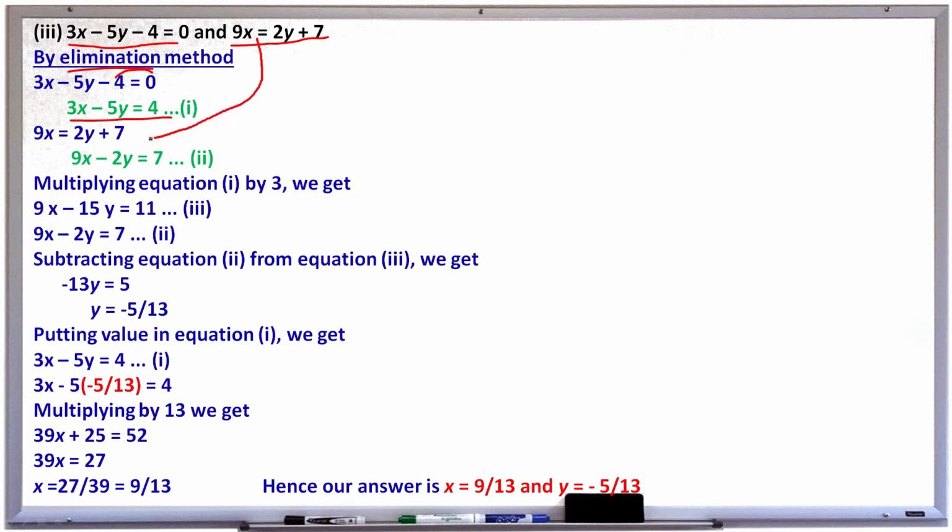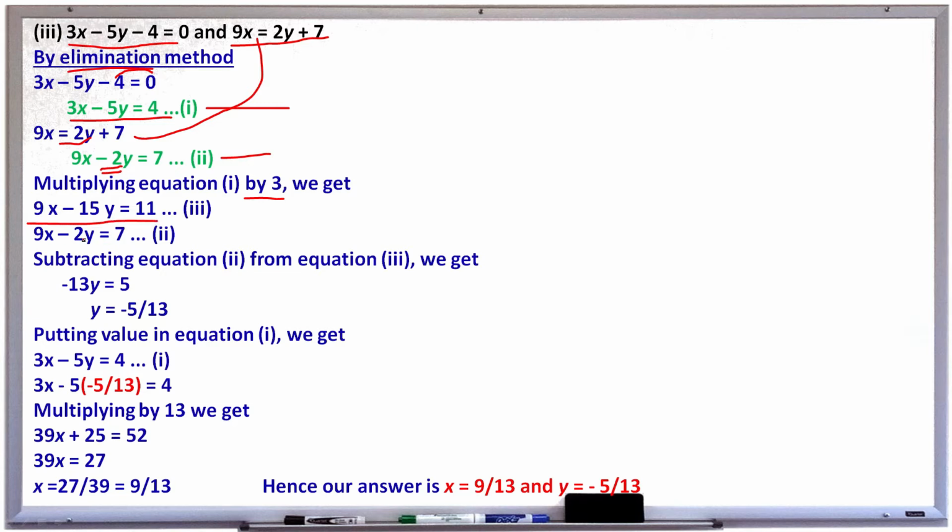Similarly, the second equation we can write as 9x is equal to 2y plus 7. This 2y, bring to the left hand side, it will become 9x minus 2y is equal to 7. This is equation number 2 and this is equation number 1. These two equations we are going to solve. Multiplying equation number 1 by 3, we get 9x minus 15y is equal to 12.